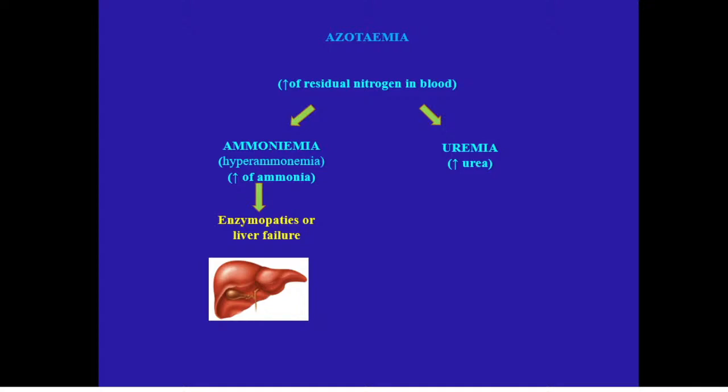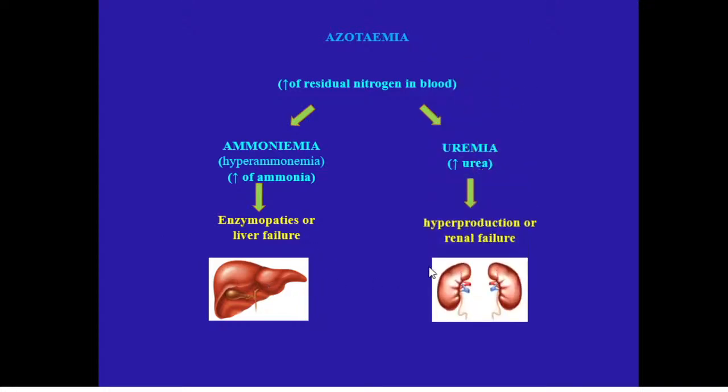In simple terms, ammoniemia can be in case of enzymopathies of the ornithine cycle or liver failure, when the liver cannot synthesize urea from ammonia. Only the liver is doing this, so this is a liver problem. Exactly. And uremia is more often due to hyperproduction of ammonia by peripheral cells, because the liver can increase its power to synthesize urea, but a more tragic situation is renal failure, because urea must be excreted by the kidney with urine.